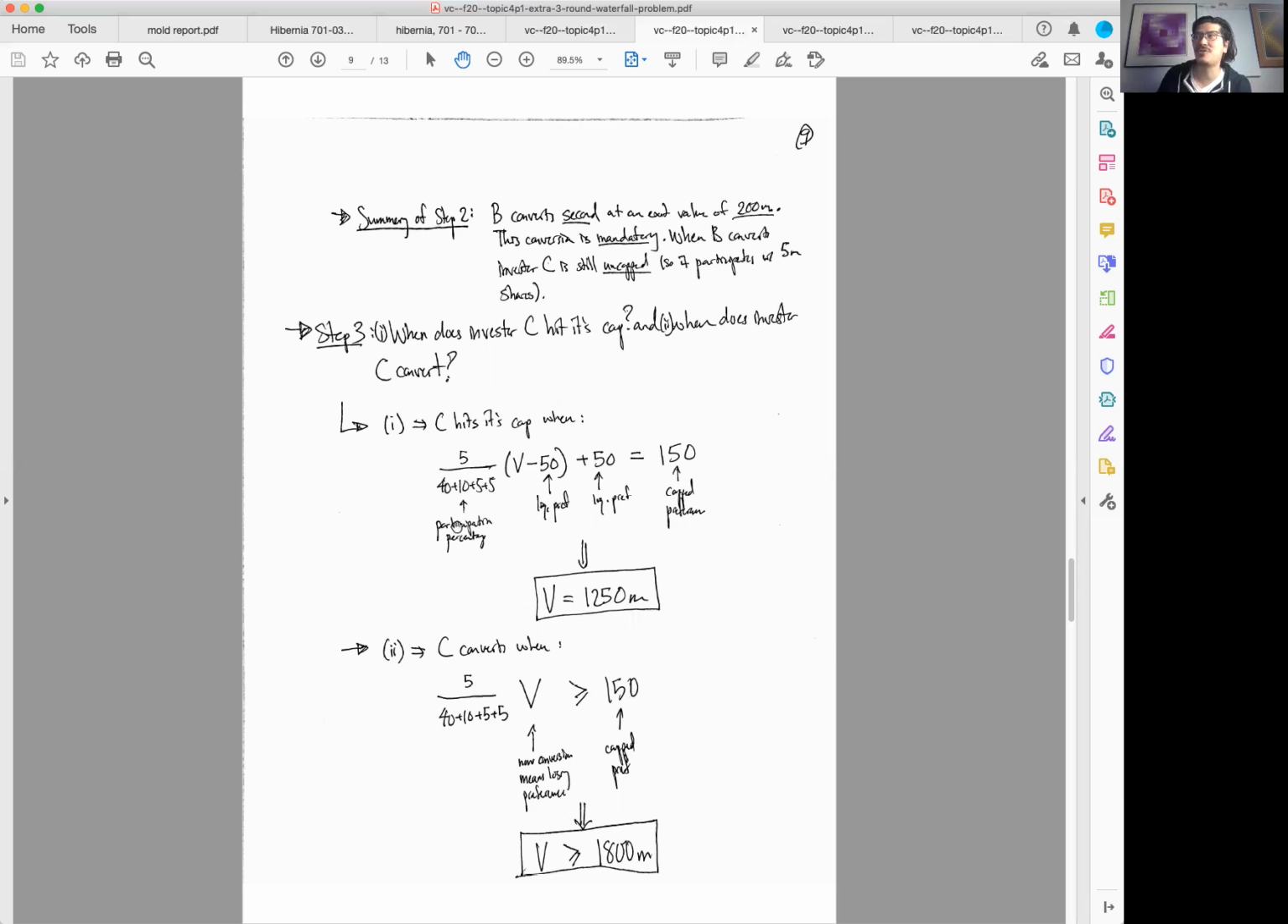So we're actually going to find out two things now. When does C hit their cap? They hit their cap when their participation gives them an extra 100 on top of their liquidation preference, correct? So when this, which is their payoff from being uncapped, is equal to 150, they have hit their cap, right? Because they get this percentage of this until they hit their cap. So you do the math here. That means they hit their cap at an exit value of $1.25 billion.